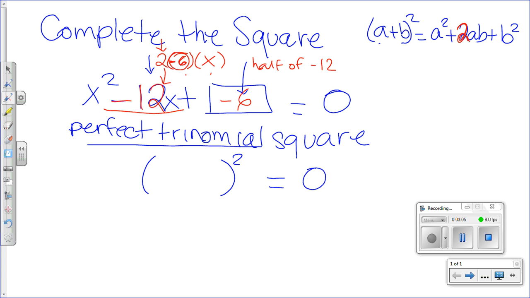So the shortcut is just for you to look at this number, negative 12, and think about what is half of negative 12. The answer is negative 6. So now what you do is you square it, like that. Now, whenever you are working with an equation, whatever you do to one side, you need to do to the other. So I'm also going to add that quantity here, negative 6 squared. All right?